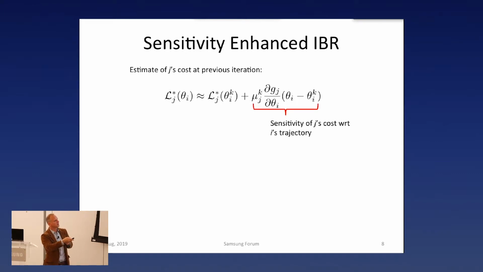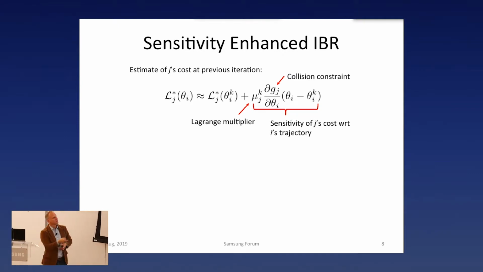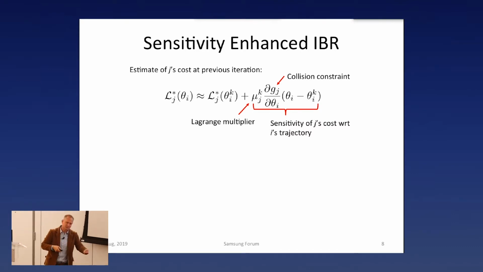And what is it mathematically? This is the sensitivity of J's cost with respect to I, that's the ego vehicle's trajectory. This is basically the partial derivative of the collision constraint times the Lagrange multiplier that he is using to enforce that collision constraint. The Lagrange multiplier basically says how much is he willing to avoid collision with me, and this is that collision, and so this says, how much can I move him out of the way by leveraging his Lagrange multiplier. So this is our lever to move him around.